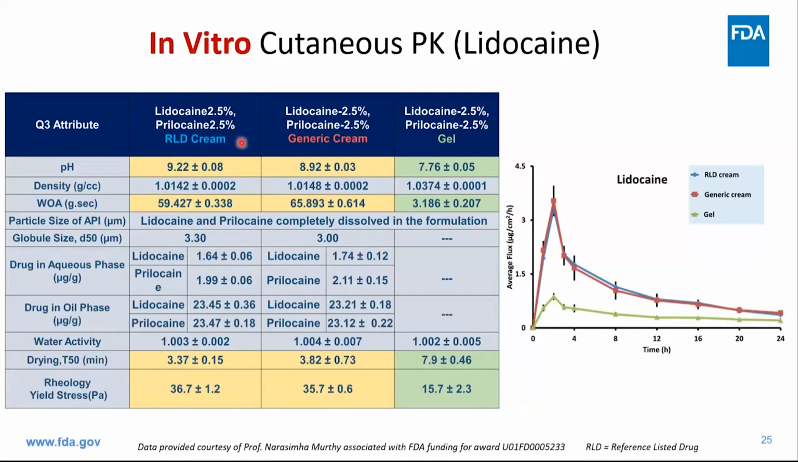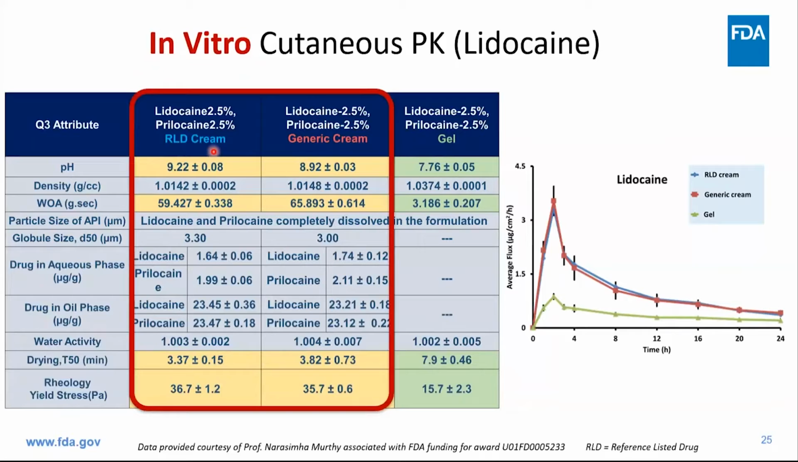And what we see here is that we compared the reference cream and the generic cream. These are products that have already been clinically demonstrated to be bioequivalent, so they're a positive control for bioequivalence. And as a negative control, there was a gel. They have different physicochemical and structural properties, but what I really want to get across is we know, based upon clinical evidence, this is a bioequivalent product.